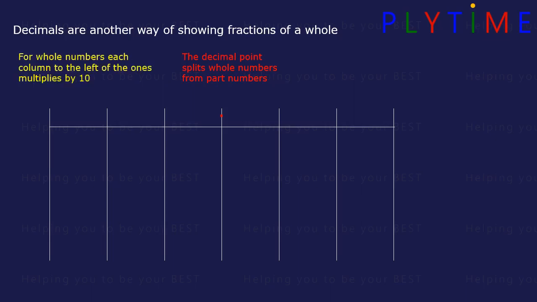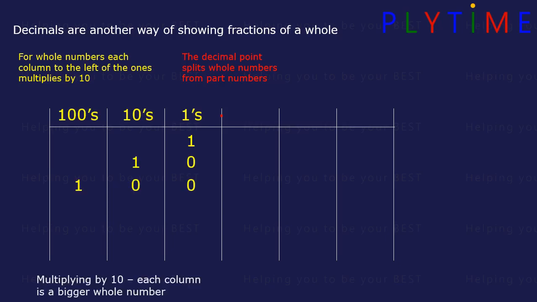For whole numbers, each column to the left of the ones multiplies by 10. So we have the ones, the tens and the hundreds. 1 times 10 is 10, 10 times 10 is 100. Multiplying by 10, each column is a bigger whole number.